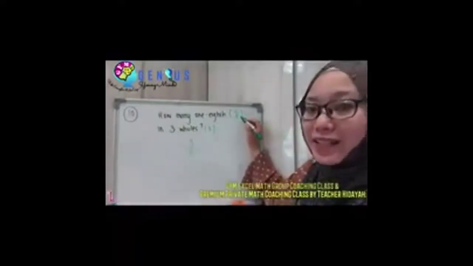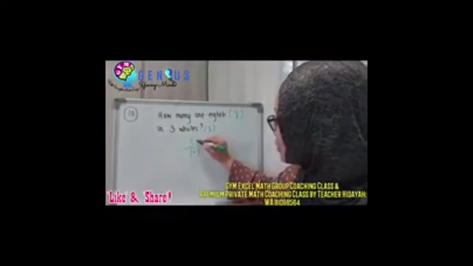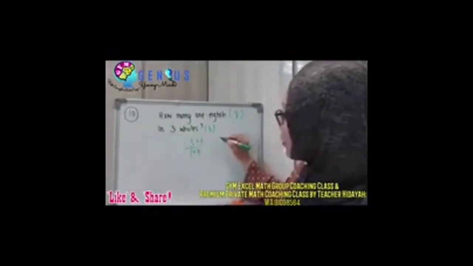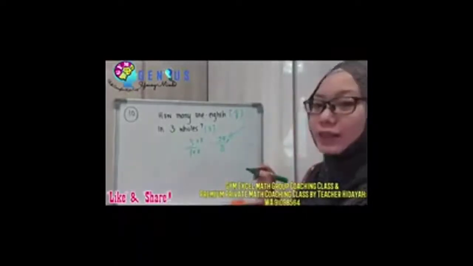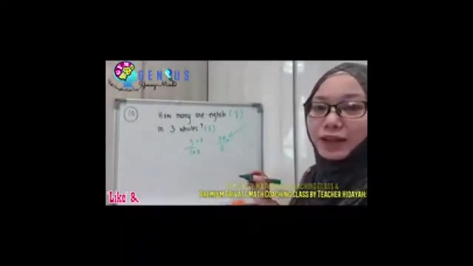You just change the denominator to the denominator of what they want. In this case is 8, right? So I change this to 8. Here also must times the same. So 3 times 8 is 24 over 8. How many 1/8 are there in 3 wholes? Answer is your numerator. So there are 24 1/8 in 3 wholes.